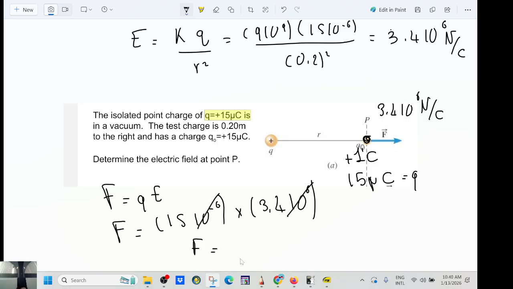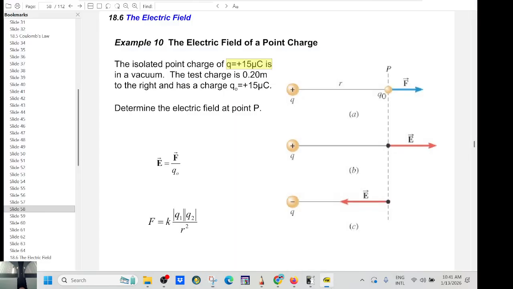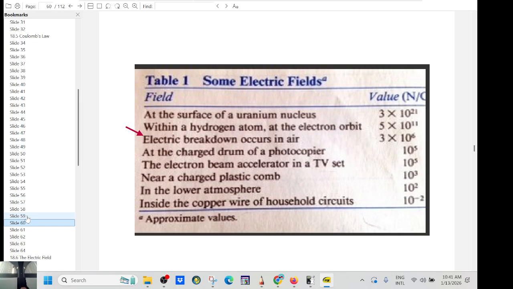So that's going to be, well, 51 Newton? Yeah. Okay. Thank you. Okay. So the electric field is the force per unit Coulomb. So for the electric field, you see you have different values here.